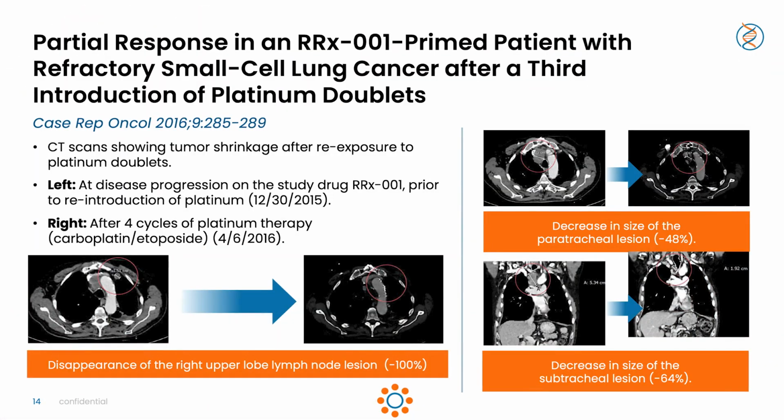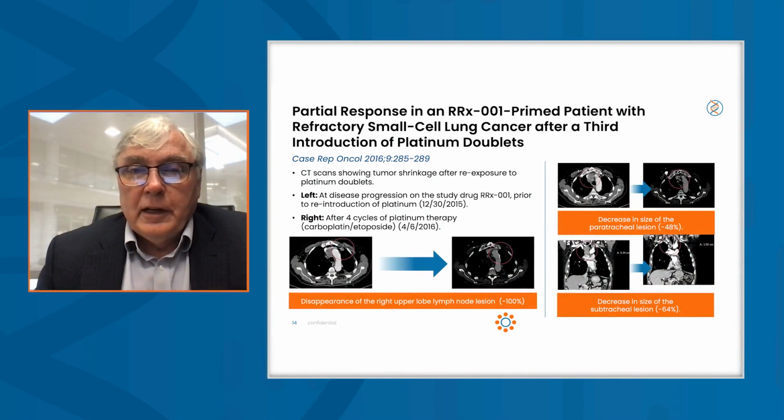Another small cell lung cancer patient that was refractory to platinum in first line, and by refractory we mean he progressed on platinum. But in this case, after a short RX-01 priming period, the patient responded to the platinum doublet, which never ceases to encourage and amaze us.